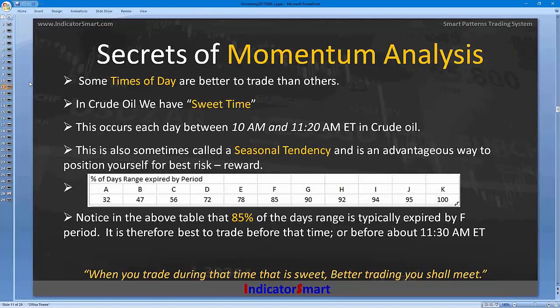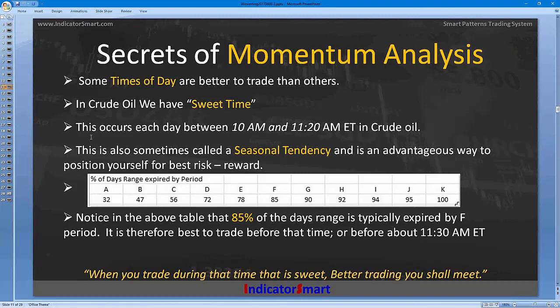And what that'll show you is that the maximum range expansion happening, say, in the ES or TF or crude oil or whatever, happens relatively early in the day. In crude oil, that time occurs each day between 10 a.m. and 11:20 a.m. And there are several interesting ways that you can use this knowledge. Let me cover the rest of this slide, and then I'll cover some of those points.